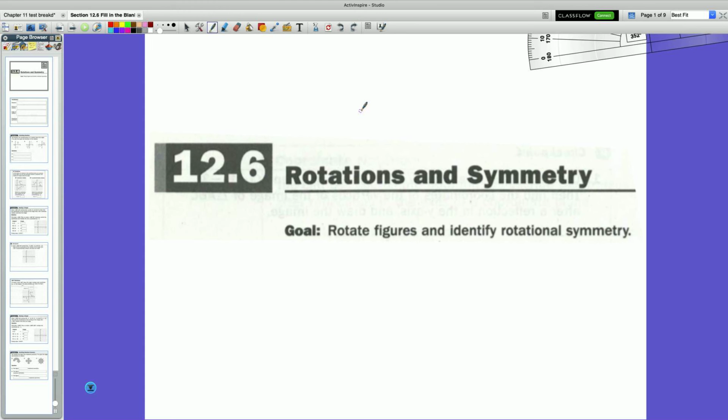Right, so here we are with 12.6. So far in the last couple sections here, we've learned about translations, then we learned about reflections. Now we're going to learn about rotations and rotational symmetry.